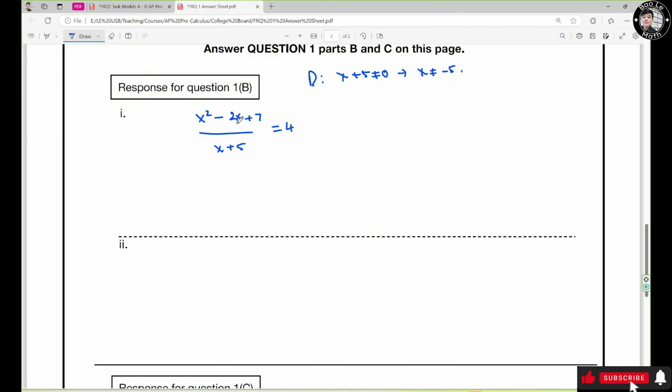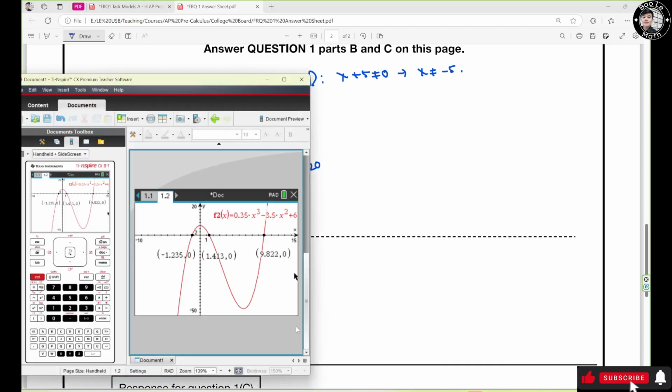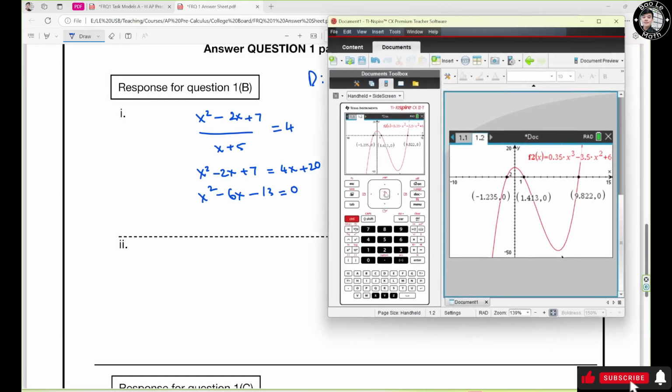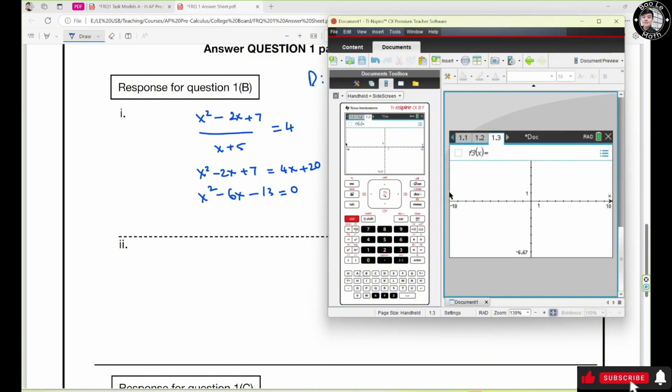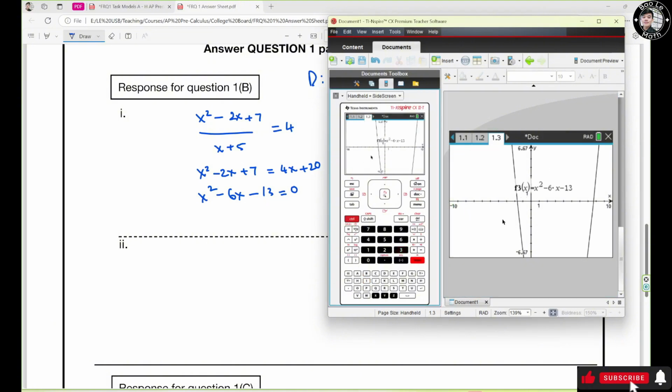And then you just multiply both sides by s plus 5. So it becomes s squared minus 2s plus 7 equals 4s plus 20. Subtract 4s and 20 from both sides. So it becomes s squared minus 6s minus 13 equals 0. So you have the quadratic function right here. You just use the calculator to solve this one. Basically, you just hit Control I and hit add graph right here. You just put s squared, now you hit enter, and it's going to be right here.